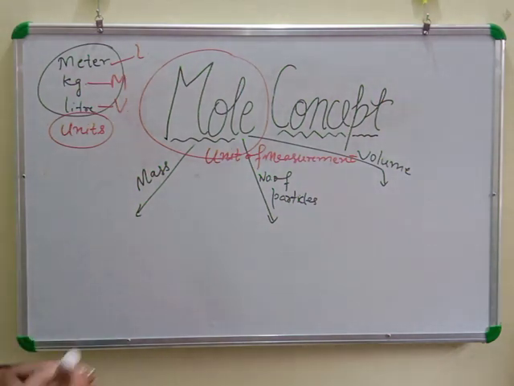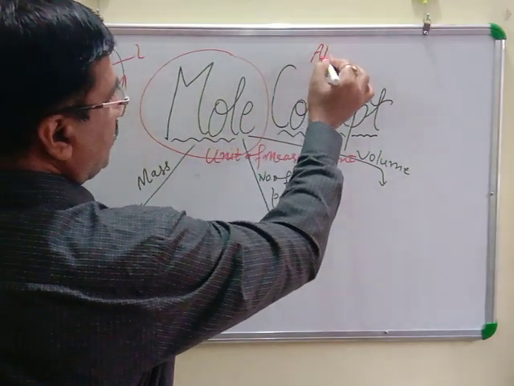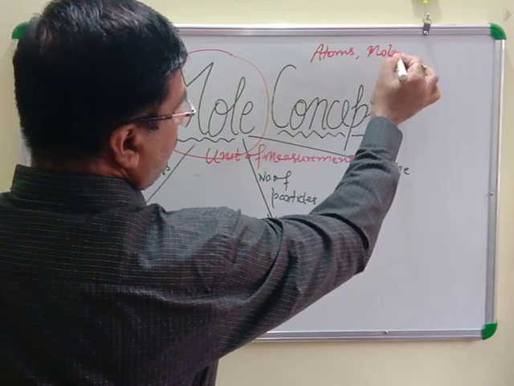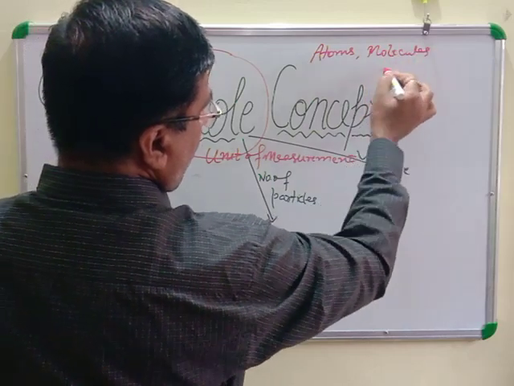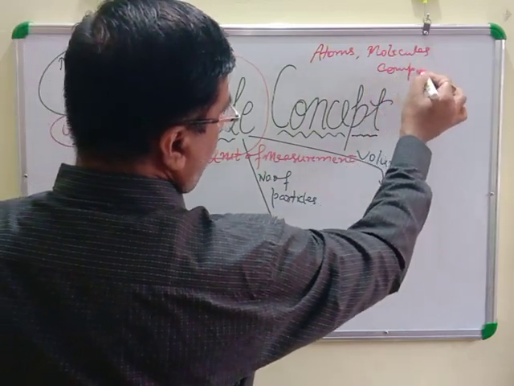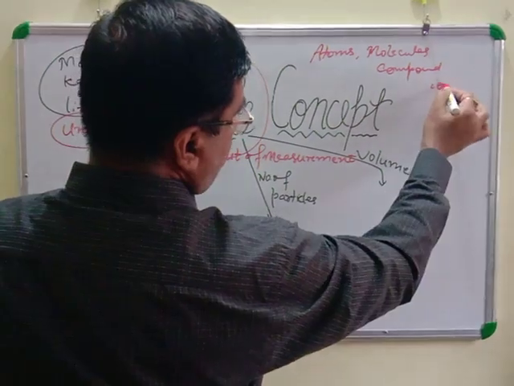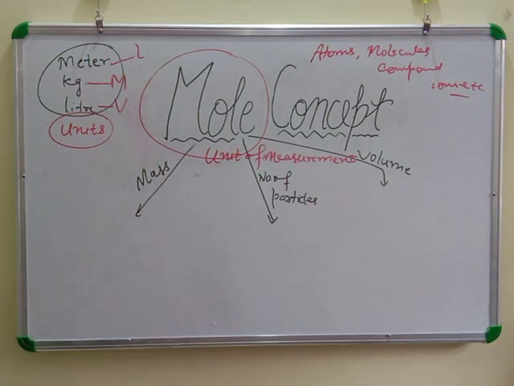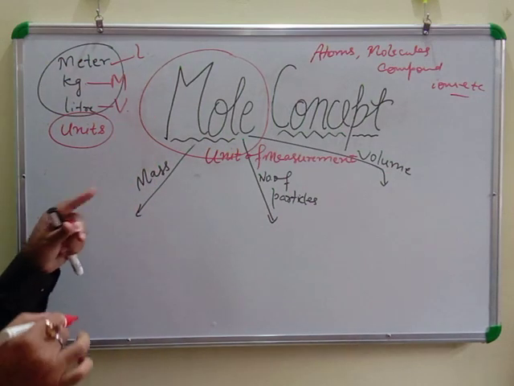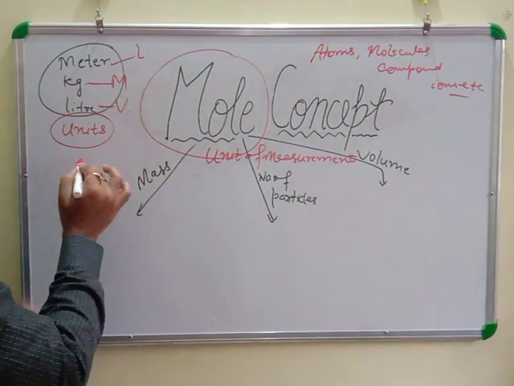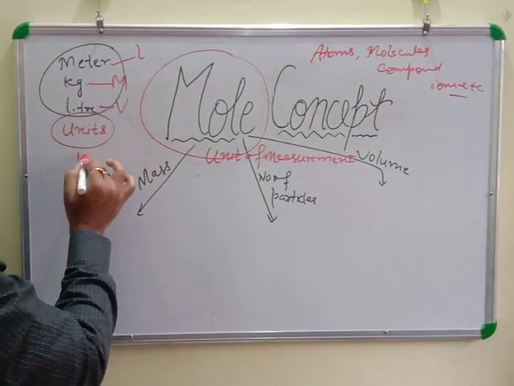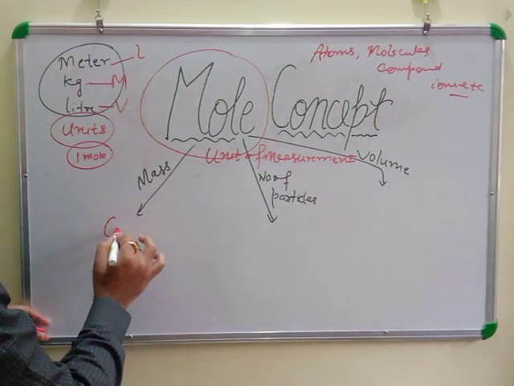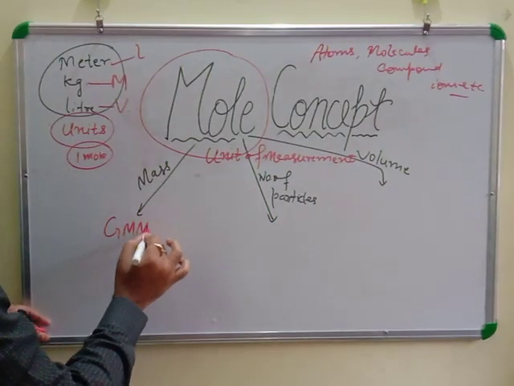So when we talk about a mole as a unit of measurement, what do we measure? In chemistry, we talk about atoms, molecules, compounds, ions, etc. So we need to measure them also. Suppose we need to measure the mass of 1 mole. I say what is 1 mole first of all. So it is gram molecular mass.